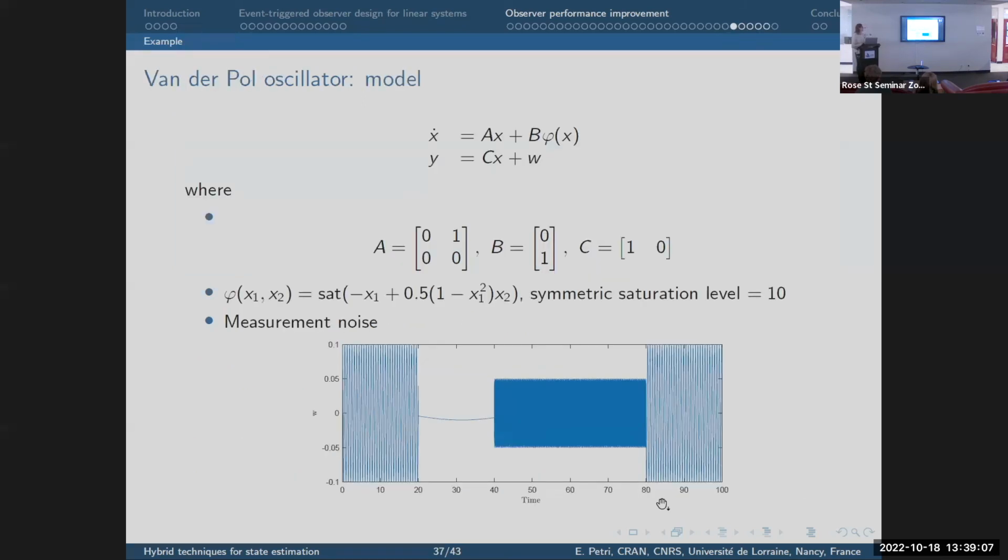And we can now see on a numerical example how the proposed hybrid multi-observer works. In particular, we consider this system here, that is a van der Pol oscillator, where the matrices A, B, and C are given here. And the nonlinear function is this one. And we consider this measurement noise for the simulations.